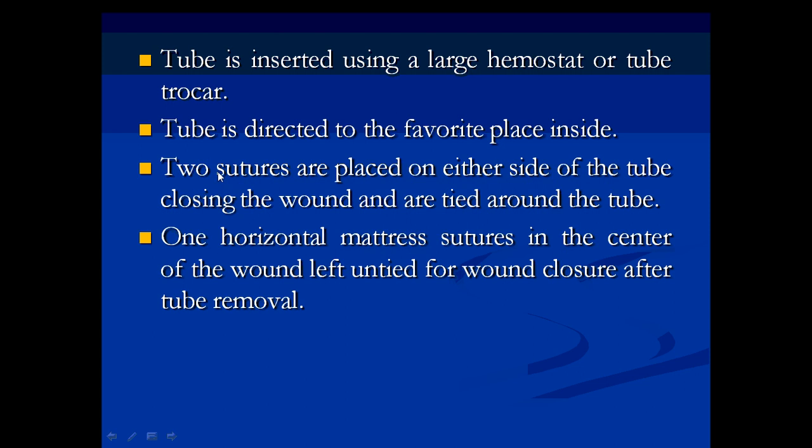After that, we have to take 2 sutures on each side of the chest tube. So we can close the wound around it and tie the sutures around the chest tube to fix it to the skin to avoid its slippage. Another horizontal mattress suture is taken in the center of the wound and left untied for wound closure after tube removal. We call it a stay suture, so it's just taken and not tied, because we tie it after removal of the chest tube.